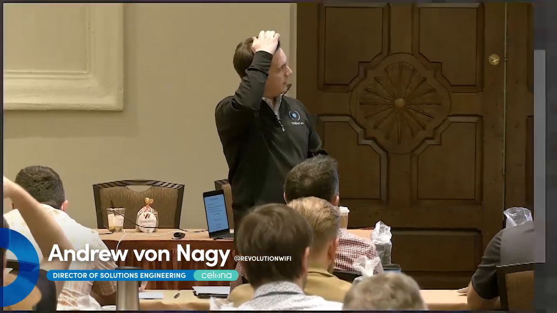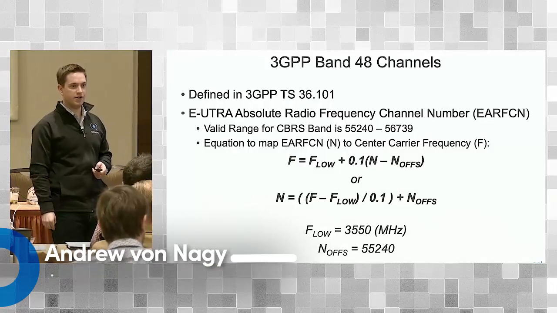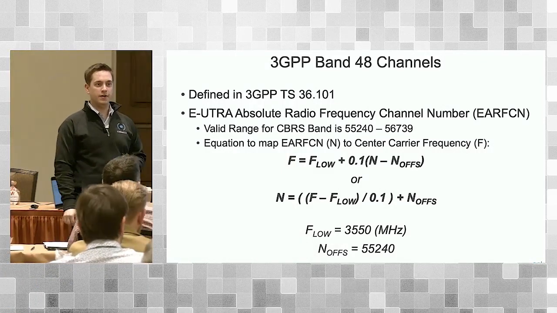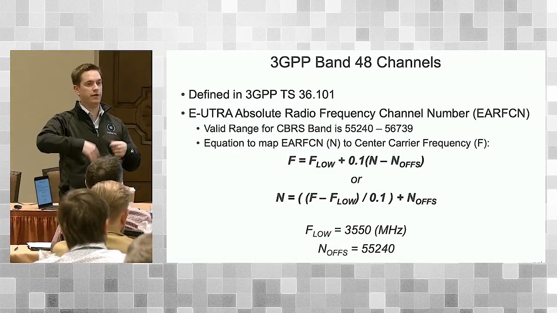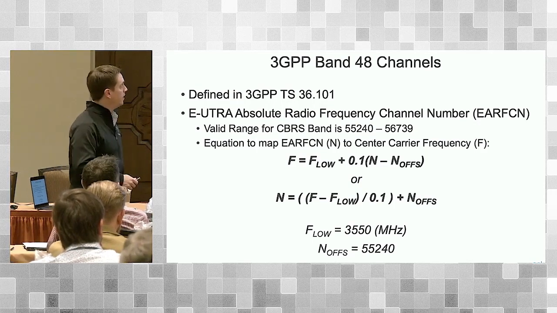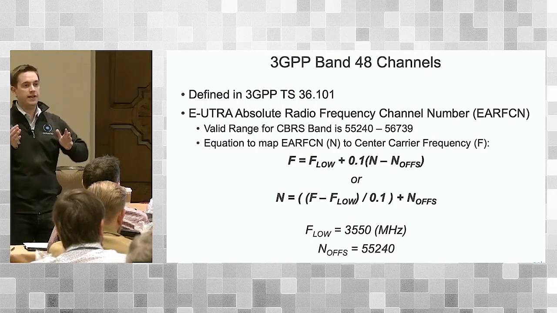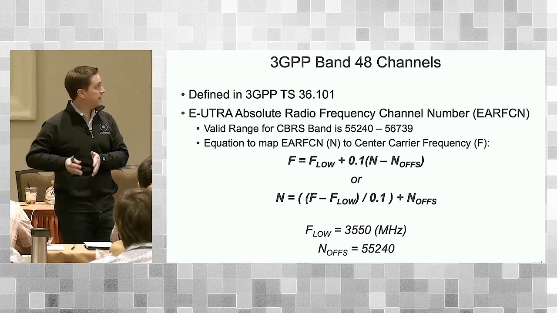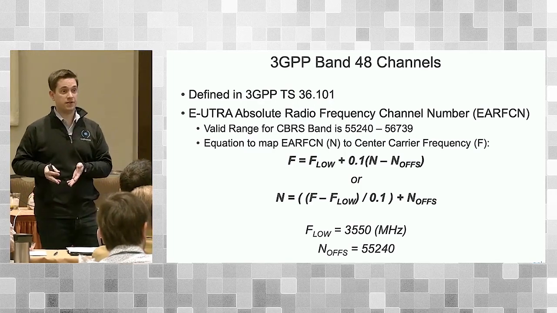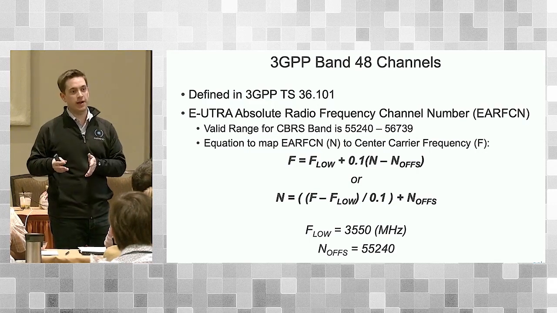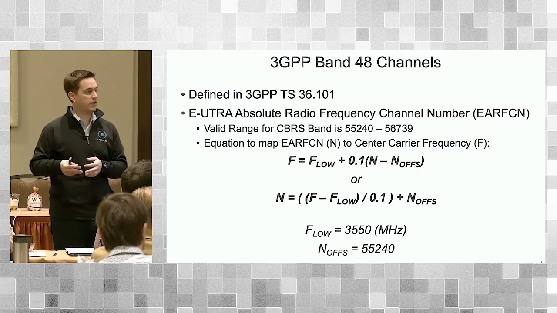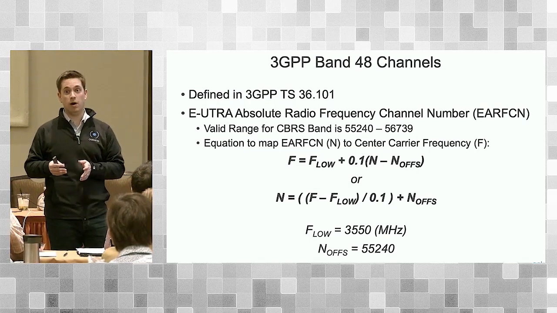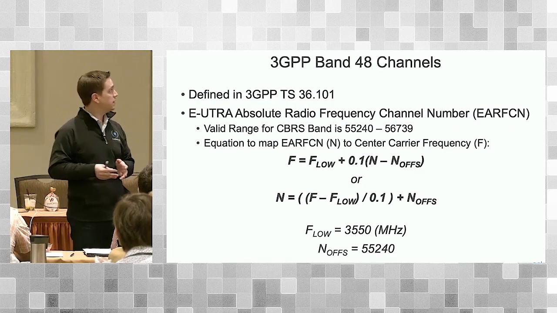So let's get into the channel structure. Don't worry about the complex formulas there. I just wanted to put them up there so you have it as a reference when you get this material after the session today. You can find the frequency to channel mappings in a 3GPP spec, and that spec is in series 36, which is essentially the radio access network specifications. So it's 36.101 is the tech spec for this.